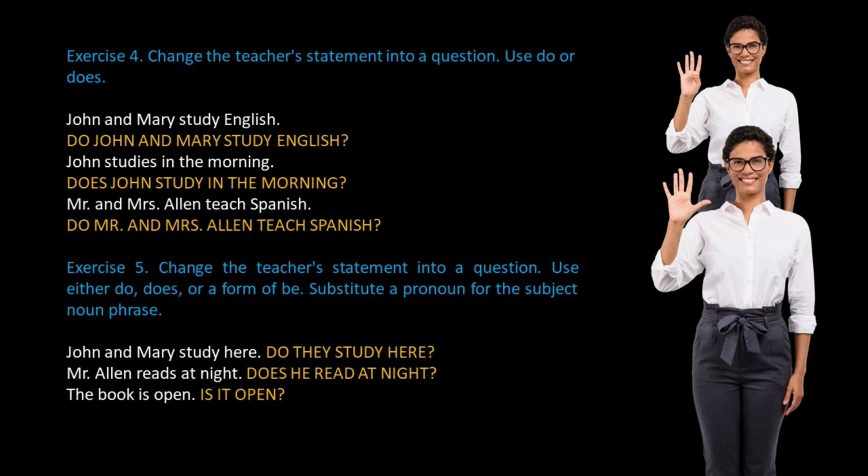Exercise 5. Change the teacher's statement into a question. Use either do, does, or a form of be. Substitute a pronoun for the subject noun phrase. For example, John and Mary study here. Do they study here? Mr. Allen reads at night. Does he read at night? The book is open. Is it open? Now, please do the following exercise. You can pause your video until you finish the exercise.